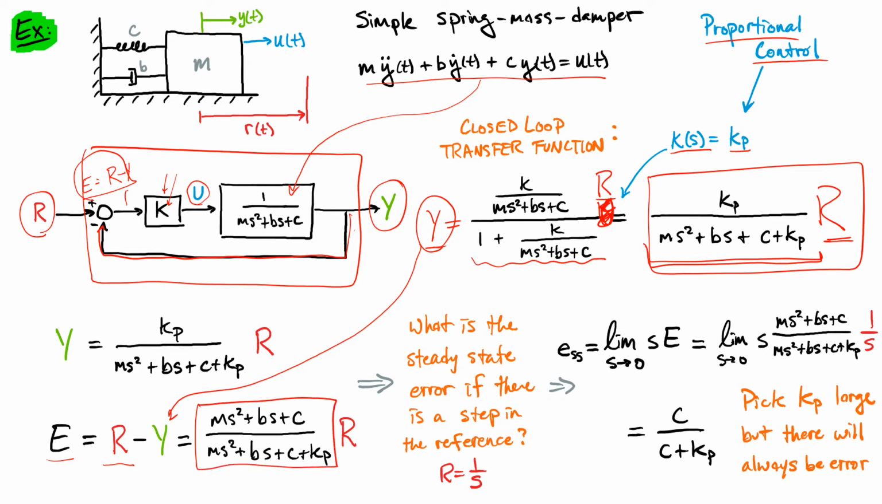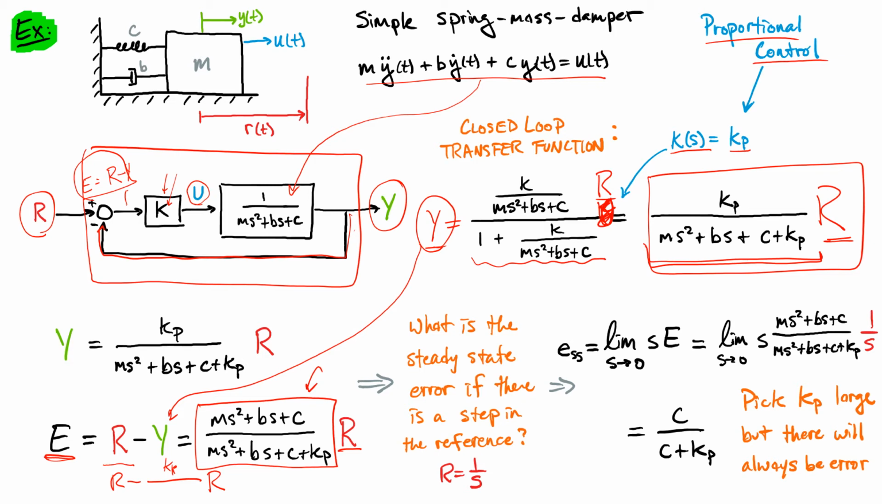Okay, so it's pretty easy to do. This is just going to be R minus this quantity Kp over that denominator times R, and the key is just to get a common denominator and subtract these two quantities together to get this guy. I'd pause the video if that's not super clear to you, but you get this closed loop transfer function between the reference and the error.